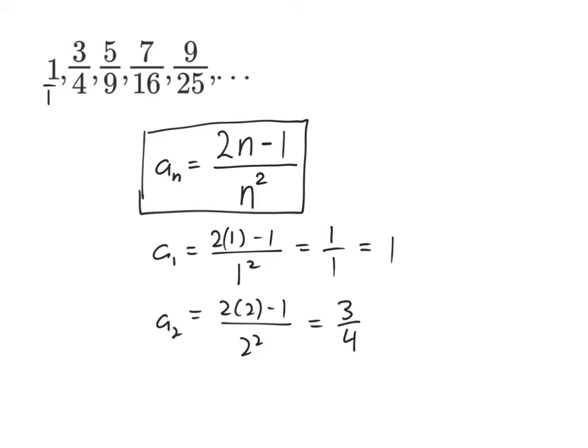Let's do one more just in case. A sub 3 is going to be 2 times 3 minus 1 over 3 squared. So 2 times 3 is 6, minus 1 is 5. 3 squared is 9. So I have 5/9, which is my third term. So it looks like we're looking pretty good.